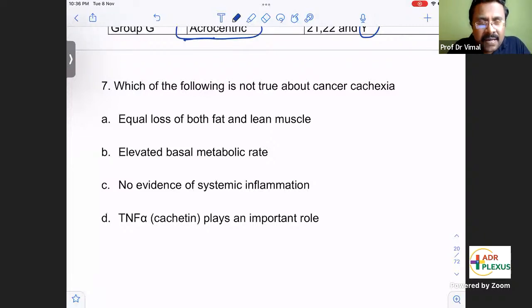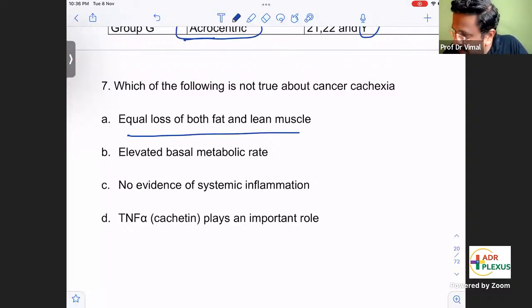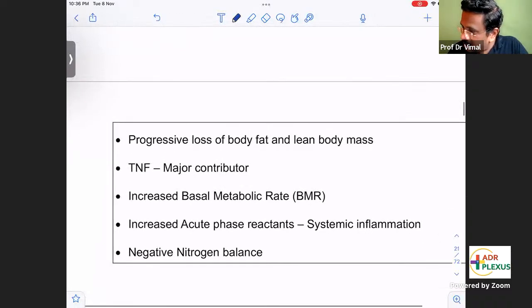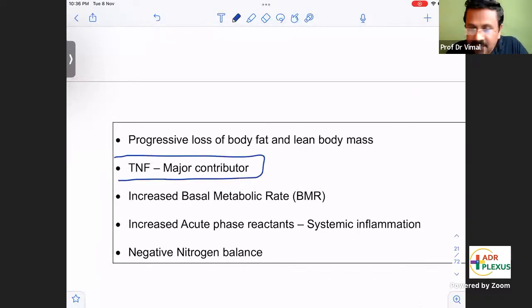Yes. What will happen in cancer cachexia? There will be equal loss of both fat and lean muscle mass. Both will be lost. And in cancer cachexia also, please note down that TNF, that is a tumor necrosis factor, is a major contributor. So as there is more loss of body fat and lean body mass, the basal metabolic rate will be very much increased in patients with cancer cachexia. So the BMR will be very high in case of cancer cachexia.